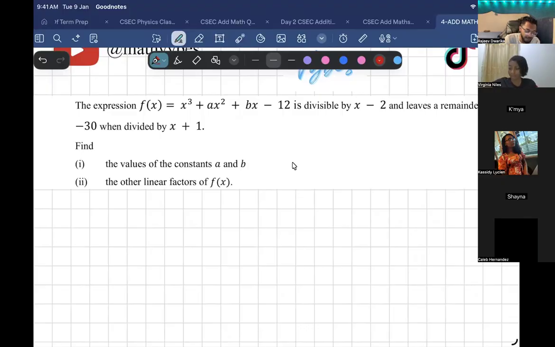Now here, I know you all gonna see the word divisible and try polynomial long division. Some of you all gonna try to divide and all kinds of madness. No, we're not gonna do that.